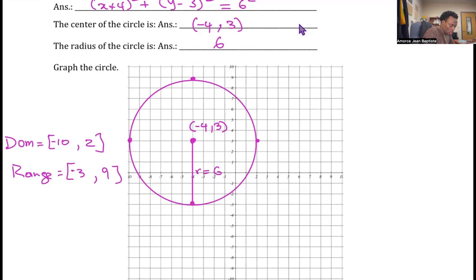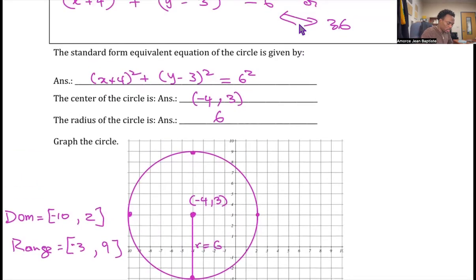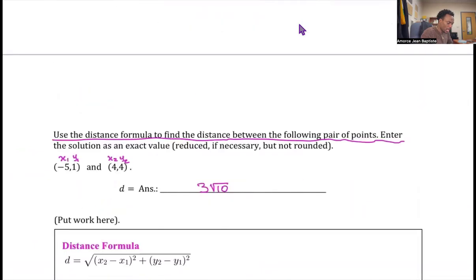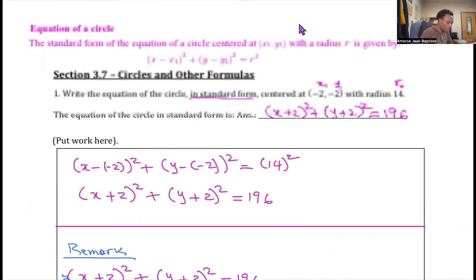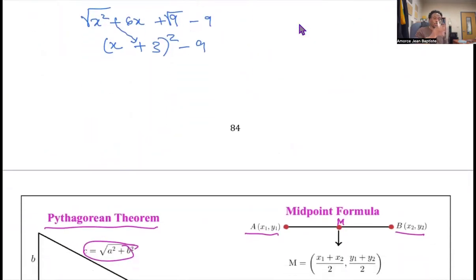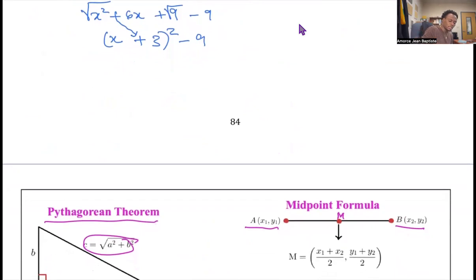Well, the graph doesn't show the perfect spotting, but yeah, that's what we get. Okay, so that's it for Section 3.7, and I hope you are well prepared and you study it well to get ready for your next test, test number two.